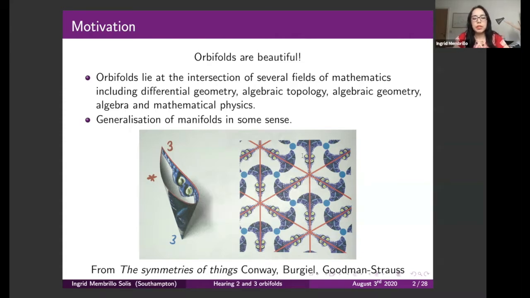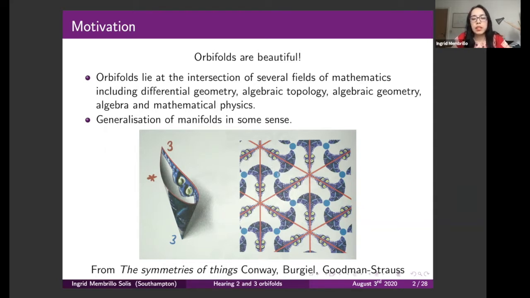In general, these orbifolds arise, in some cases, as quotients of, say, some wallpapers by the group of symmetries of the wallpaper, as I'm showing in this picture. This picture was taken from the book The Symmetries of Things by Conway. Here we have a wallpaper, which is very nice, very pretty, and we are explicitly showing the symmetries that we can find.